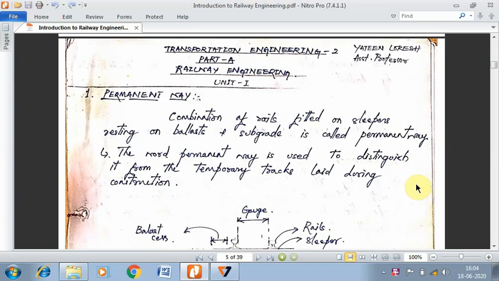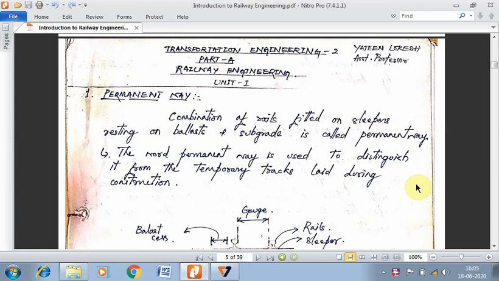Now in this video I'll be discussing some of the preliminary concepts before we start studying the details of railway engineering. Just like how we have roadways and airways, there's a typical term that we use for the path upon which the trains are going to move, which is technically called a permanent way.